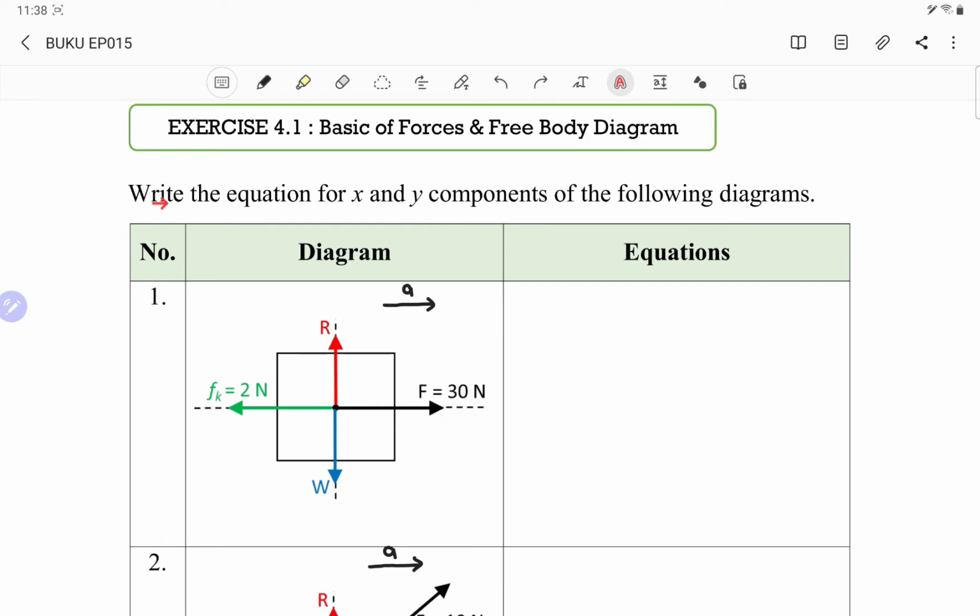Right, so for this exercise, you need to write the equation for X and Y components of the following diagrams. Kita kena tulis equation untuk paksi X dan equation untuk paksi Y.